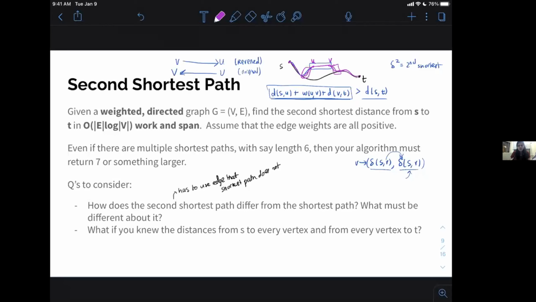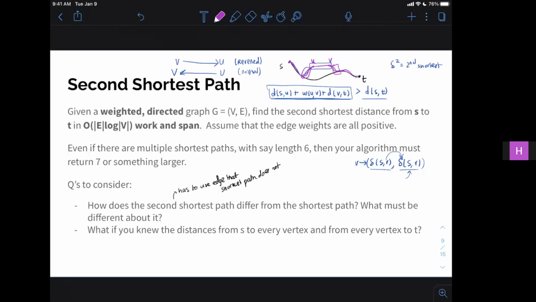Is it possible that between U and V, we basically just assume there's one edge? Is it possible to have multiple edges that still form the second shortest distance? Yeah. So your second shortest path could diverge in multiple places, but we only need to care about one of those edges. We're just considering one edge at a time.